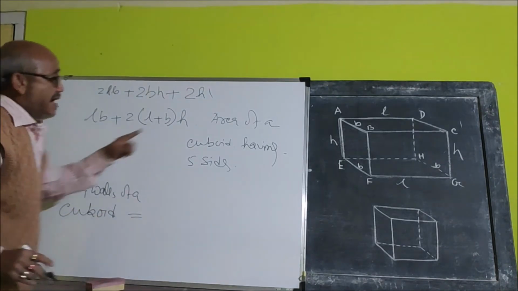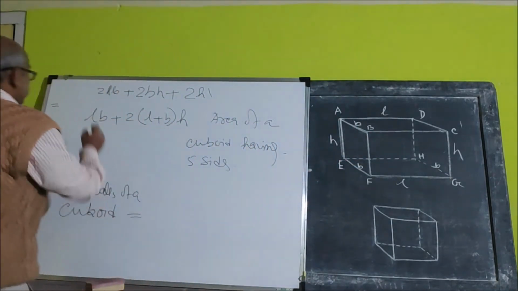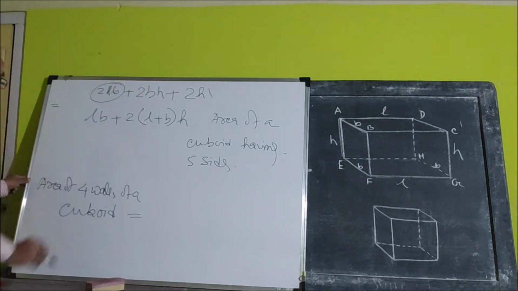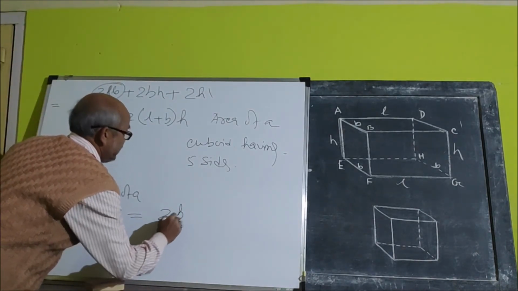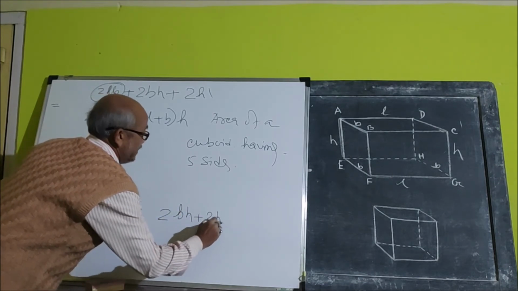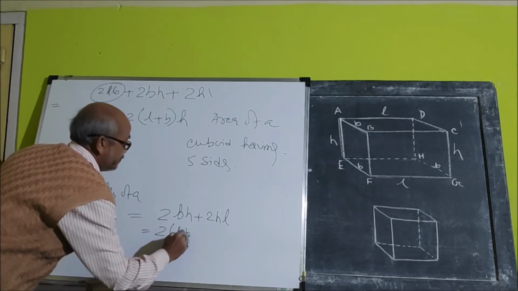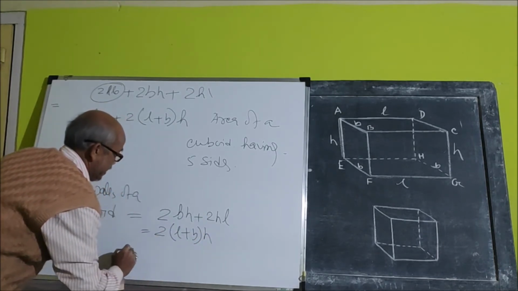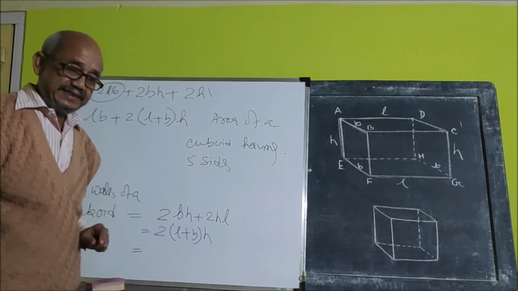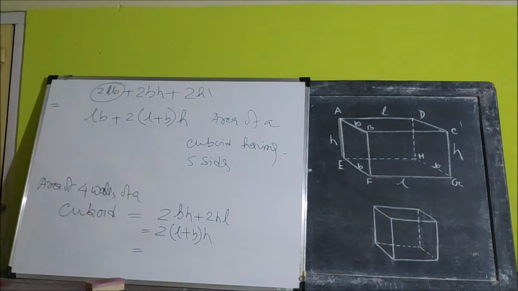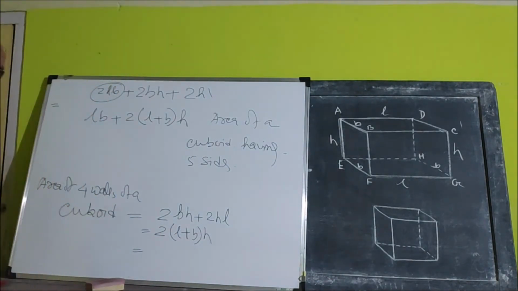In that case, up and down is cancelled. So ultimately this figure is cancelled. Then we have 2BH plus 2HL, that is 2, and L plus B is common. Now the formula is 2 into (LB plus H). It is the lateral surface area, or area of the 4 walls of the cuboid.